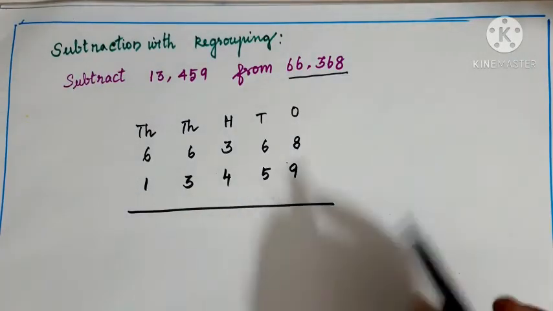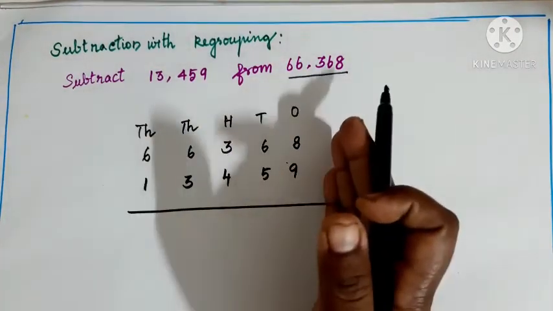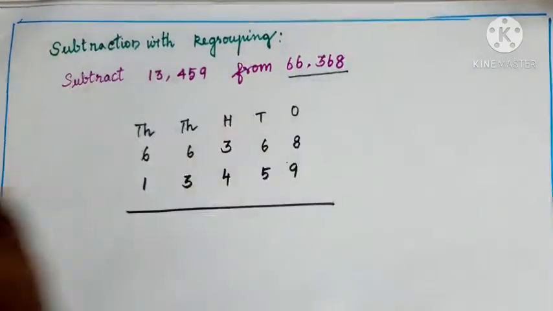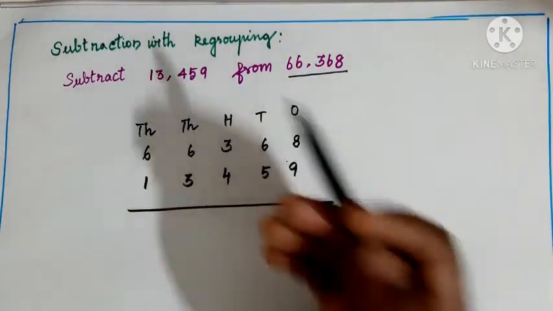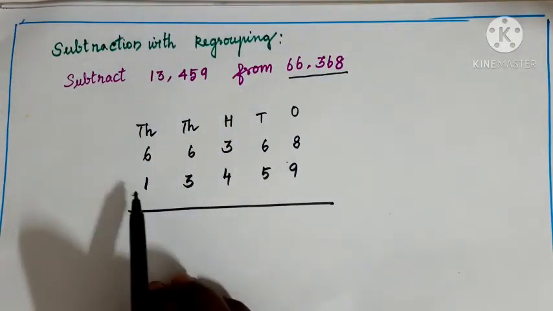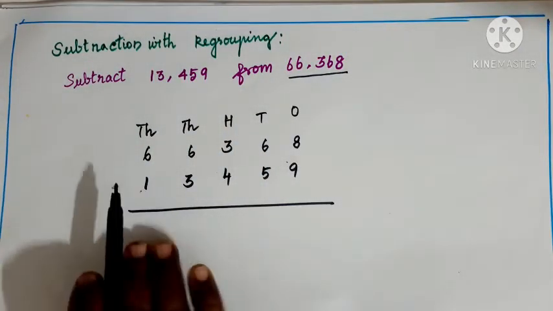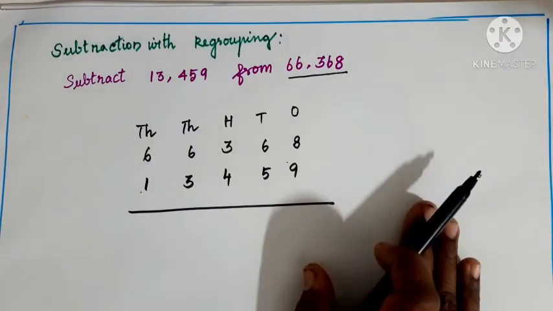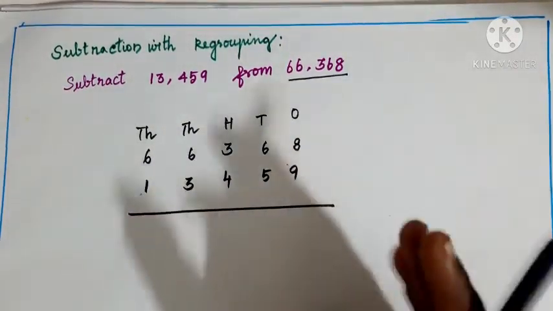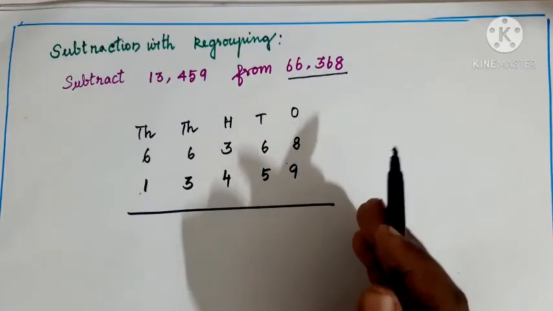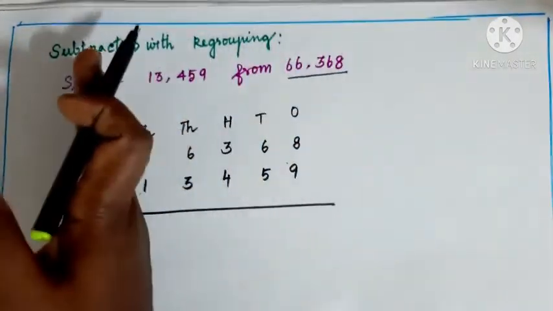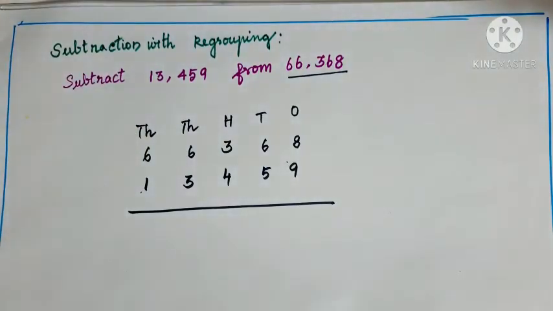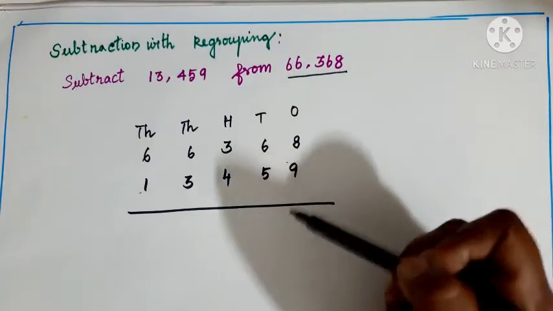Why is ma'am writing from right to left? We are moving this way. Why are we moving this way? This number might be a smaller number, so when you start writing from the left side, it will go wrong. So that's why I always start from the ones digit, moving towards the higher value. Understand? Fine. So now we want to subtract.